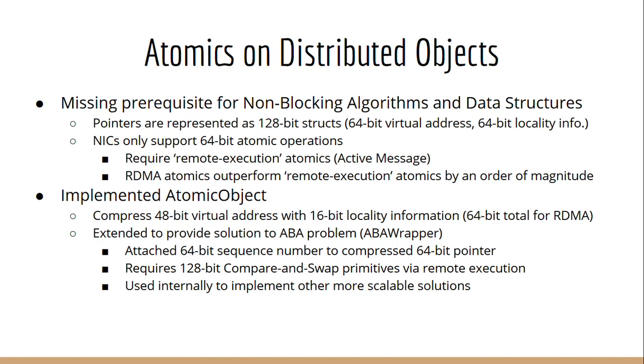Now, since we have a total of 128 bits per pointer, we require 128-bit compare-and-swap primitives, which is only achievable by remote execution. It's clear that ABA protection comes with high performance overheads, and it is something that all non-blocking data structures do need. So it has been used internally in our project to implement some more scalable solutions.